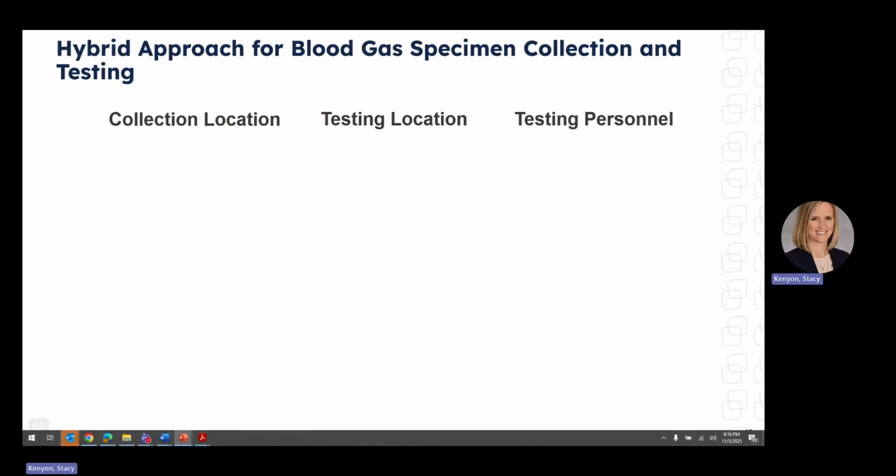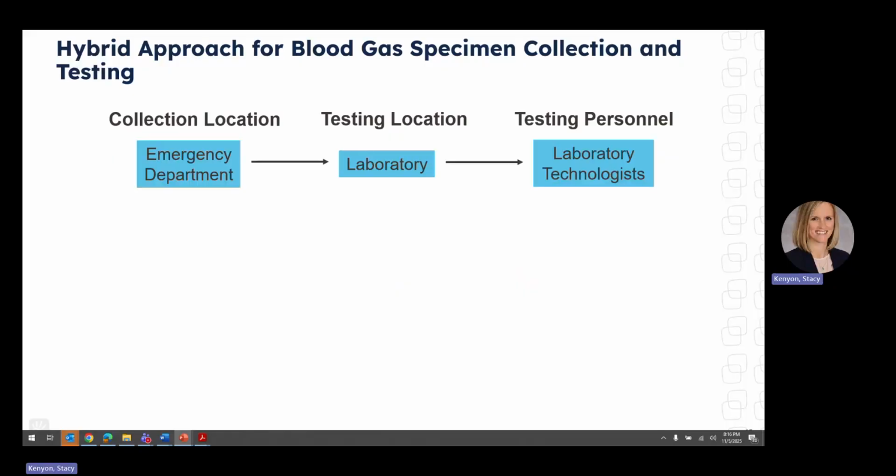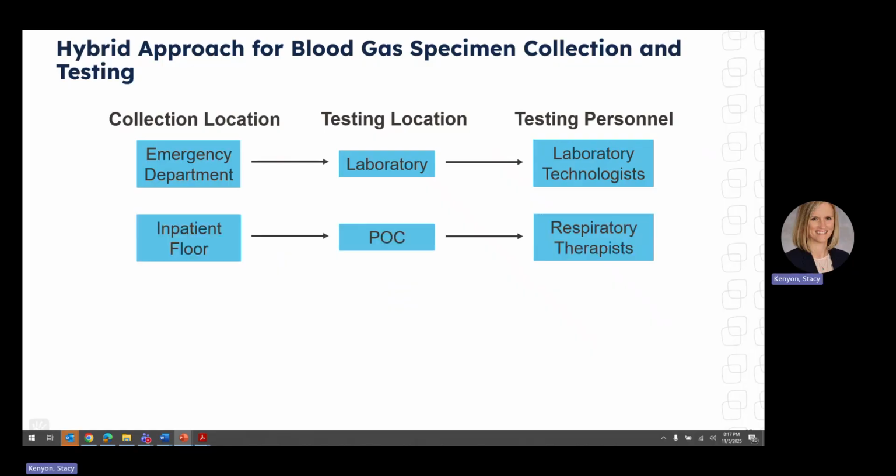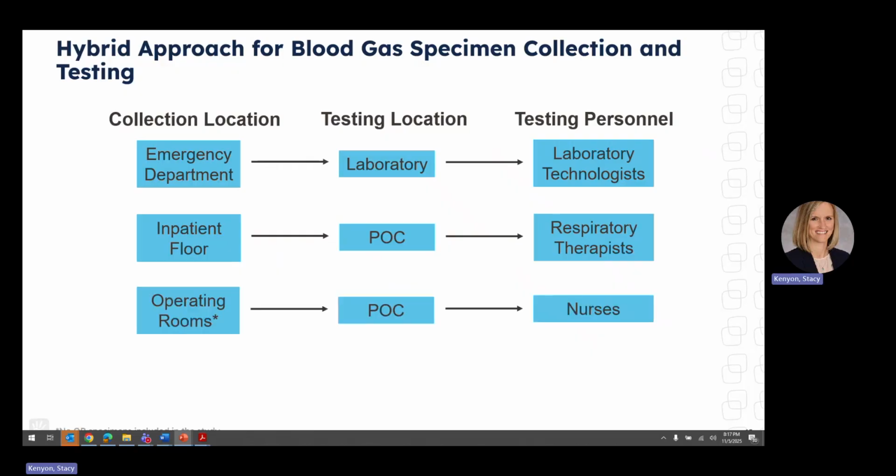So if we look at where blood gas specimens are collected and tested at this facility, you can see that we use a hybrid approach. All samples collected in the ED are sent to the lab for testing, and they can be sent to the lab either via pneumatic tube or hand carried. The lab is actually adjacent to the ED at this facility. Of course, in the laboratory, we have laboratory technologists performing the testing. On the inpatient floor, all testing is performed at the point of care by respiratory therapists. For samples collected in the OR, testing is performed at the point of care by nurses.